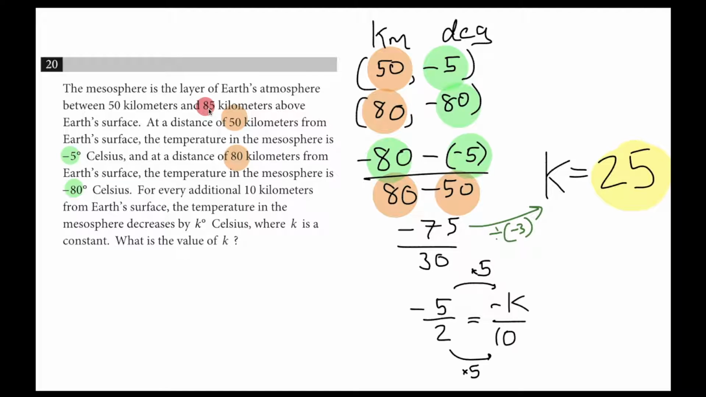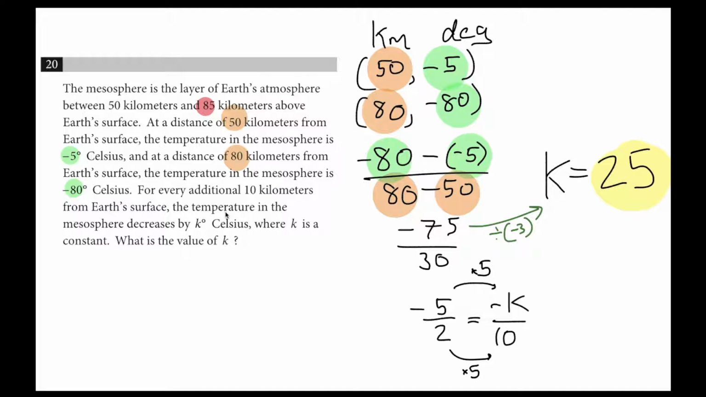This is a really tricky problem because there's a lot here to manage. What you realize is that you have to find the slope. And so it's kilometers and degrees. And so you can set this up as x1, y1, x2, y2. y2 minus y1 over x2 minus x1 will give you the slope.